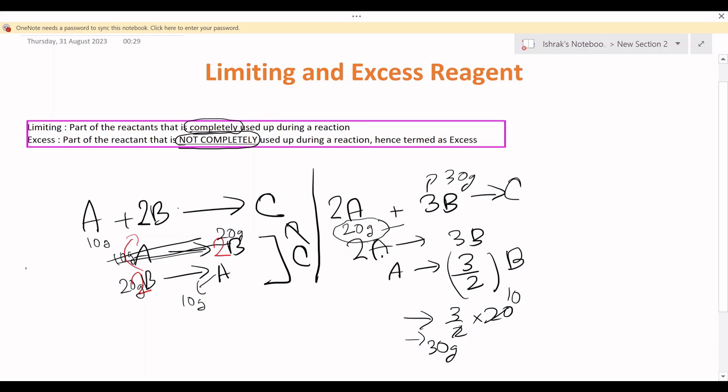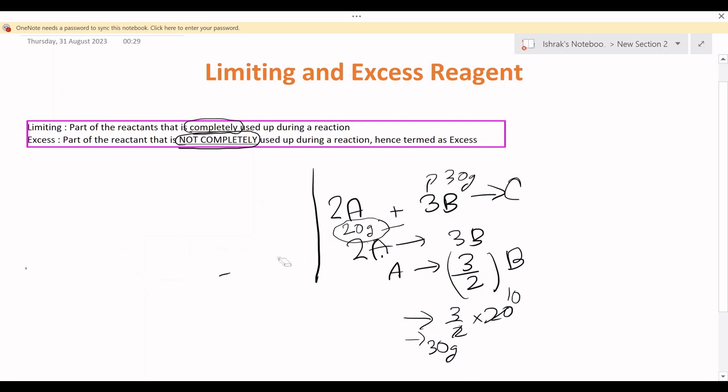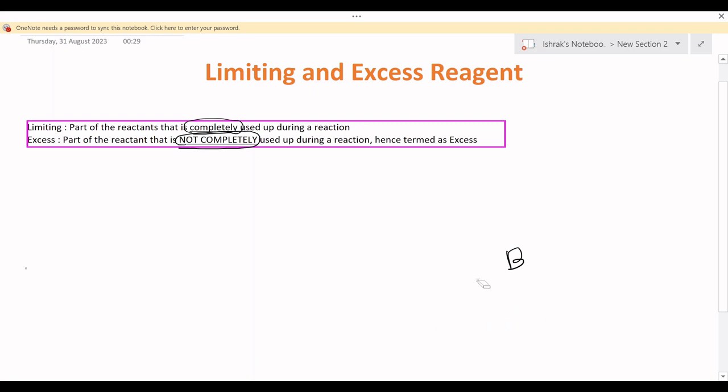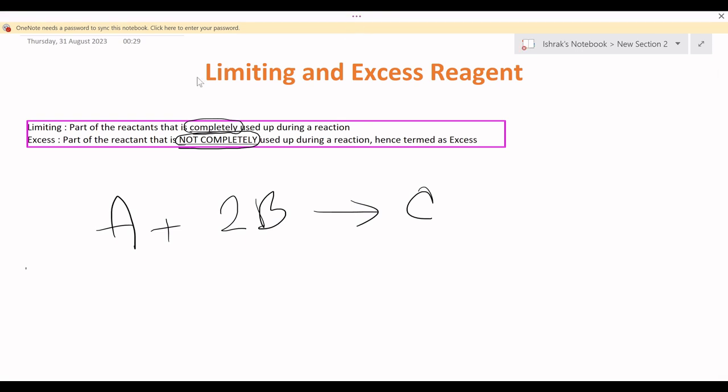But how do we exactly know what our limiting reagent is and what our excess reagent is? Now we are going to look into that. To understand that, it's best to actually think in terms of moles rather than weight, okay? But for simplicity, we are going to just use grams. A plus 2B equals C, all right?